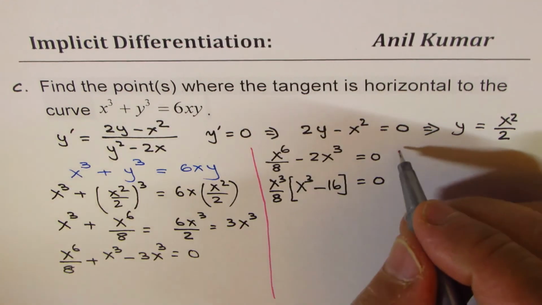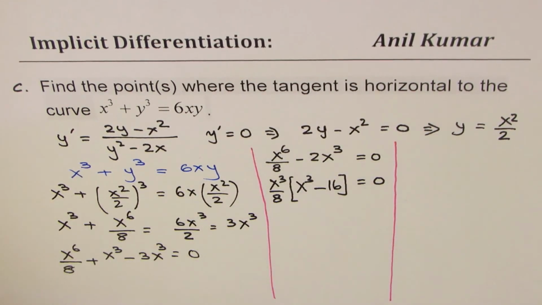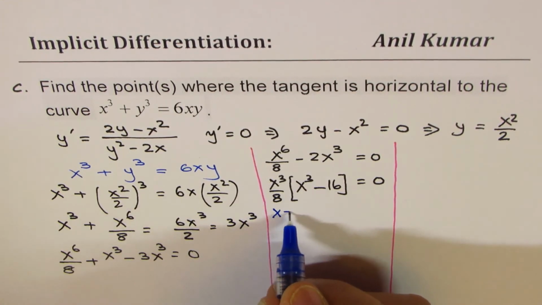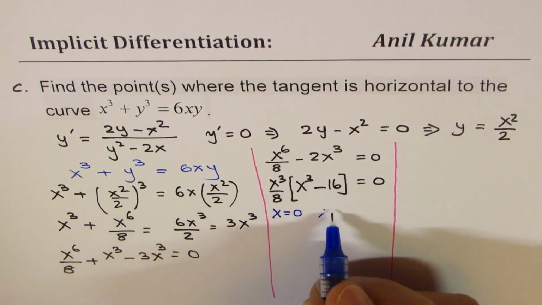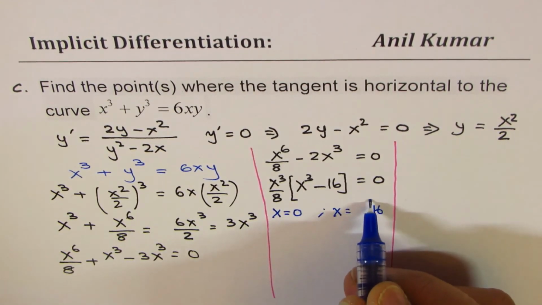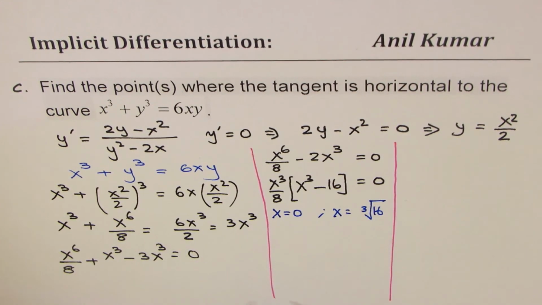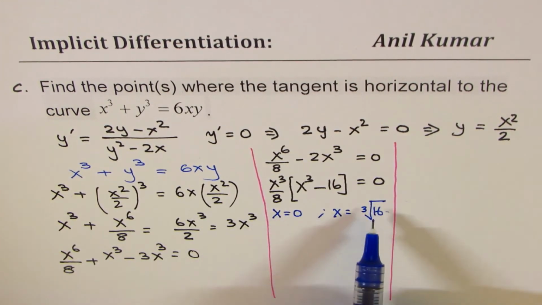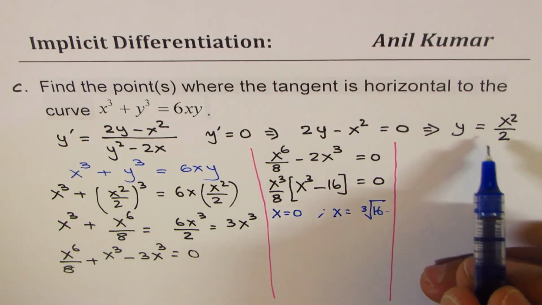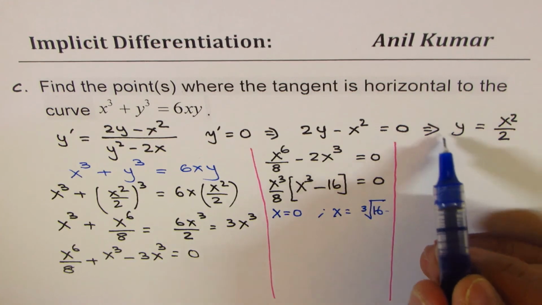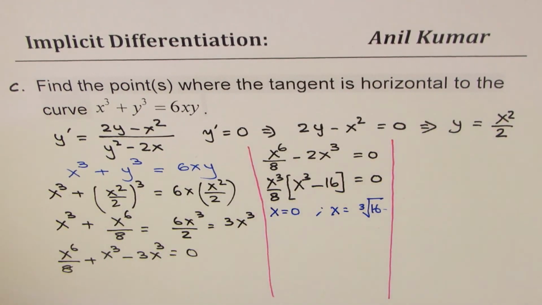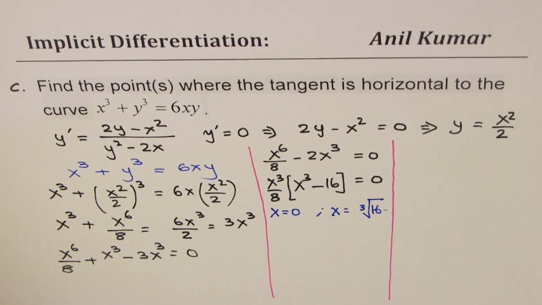Now that gives us two solutions. One is that x cubed is 0, or x equals 0. The other one is that x equals the cube root of 16, right? Now based on these two solutions, we can find y values. So if x is 0, it means y is what? We know y is basically equal to x squared by 2.